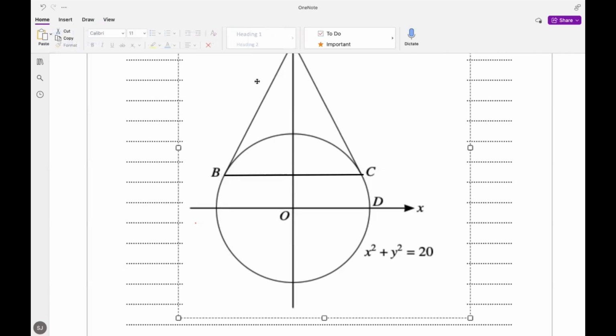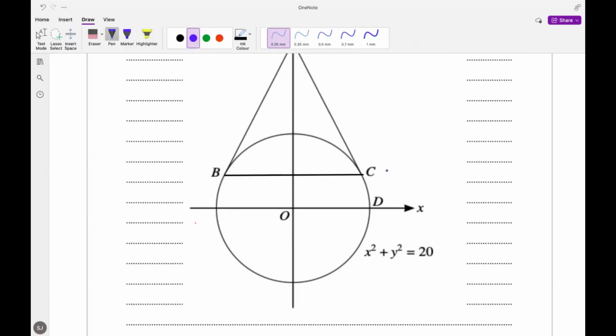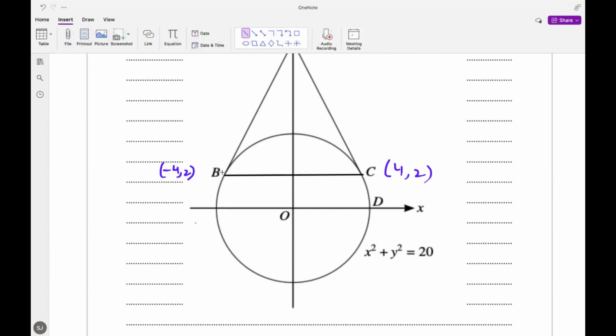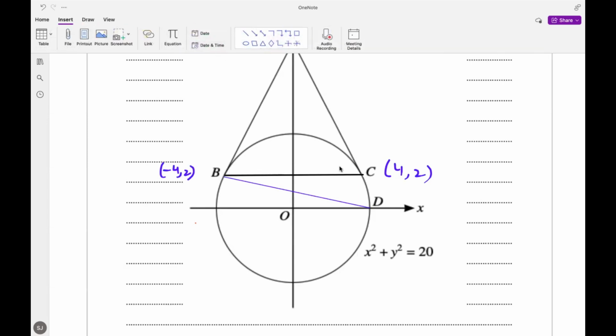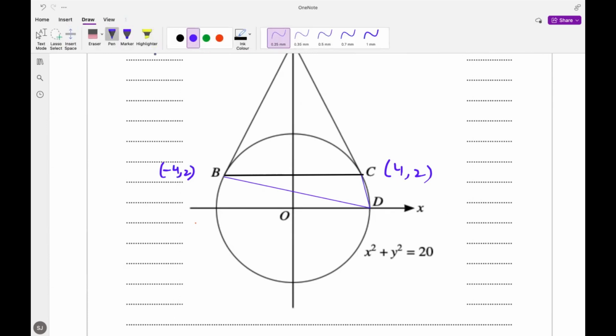As we already know that the coordinates of C are 4 comma 2, and the coordinates of B will be minus 4 comma 2. Joining B and D, and then finally joining C and D, we will be able to form a triangle BCD. So once we have made this triangle, we need to find the angle BDC. So this angle is the unknown, let's call it theta.